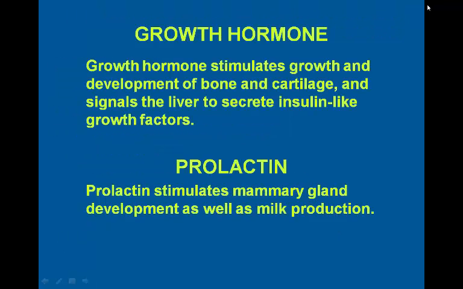So growth hormone stimulates the growth and development of certain tissues, including bone, cartilage, the adipose tissue, and the muscle. It also stimulates the liver to release hormones of its own, called insulin-like growth factor. Prolactin is active under two situations. It stimulates the mammary gland to grow and develop, and it stimulates milk production in a woman after she has given birth.